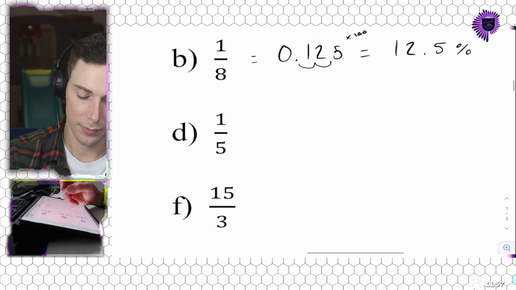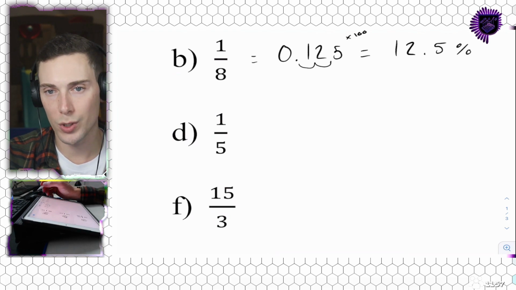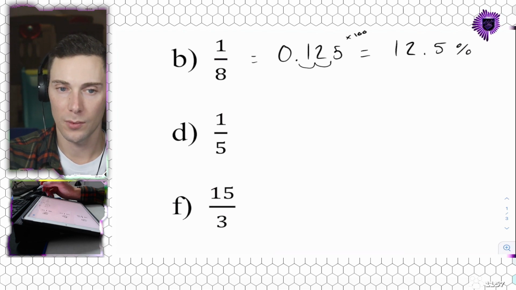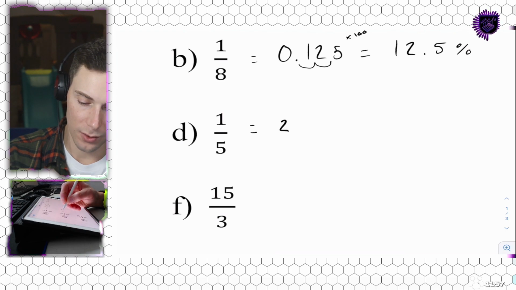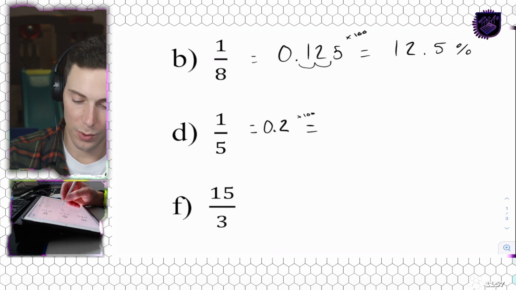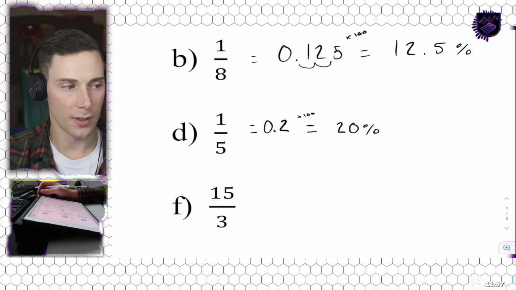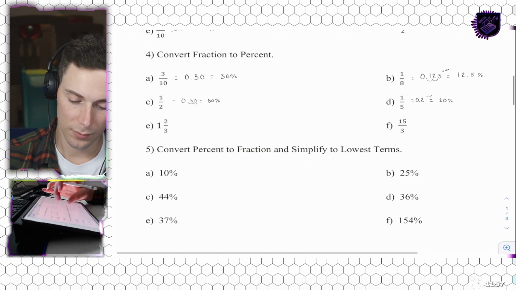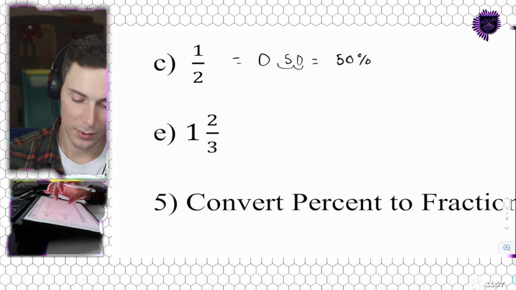D, 1/5. Now 1/5 is the same as 2/10. Right? Base 10. 2/10 is 0.2. When we multiply that by 100, it's going to be equal to 20%. Now 20% is our final answer there.